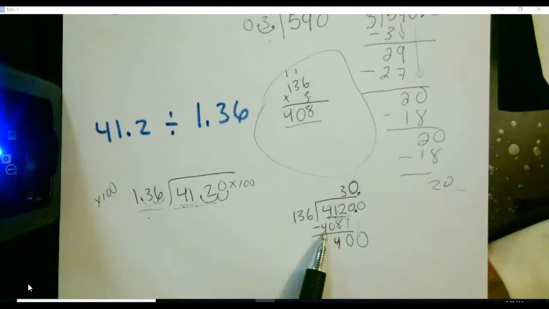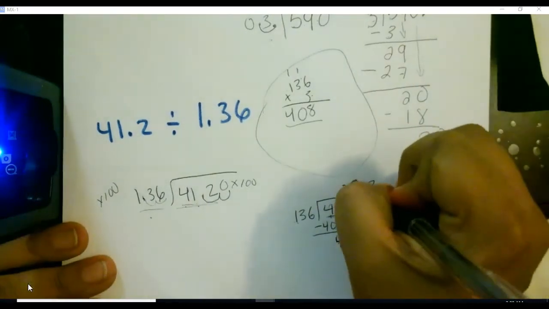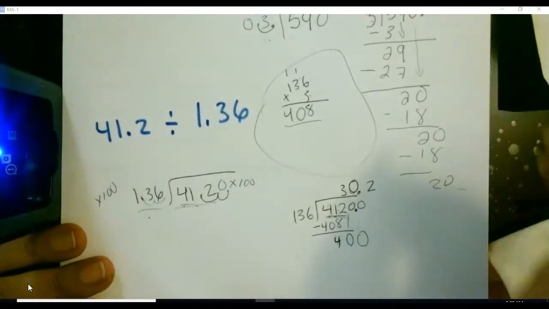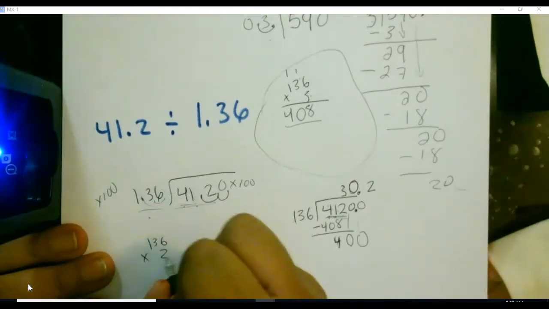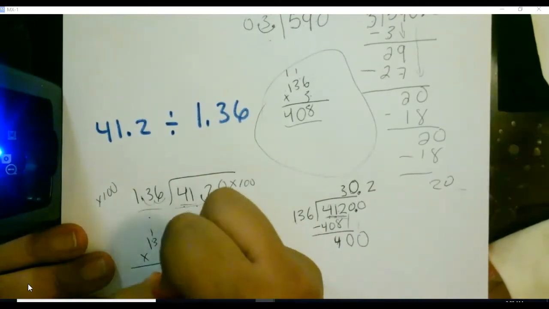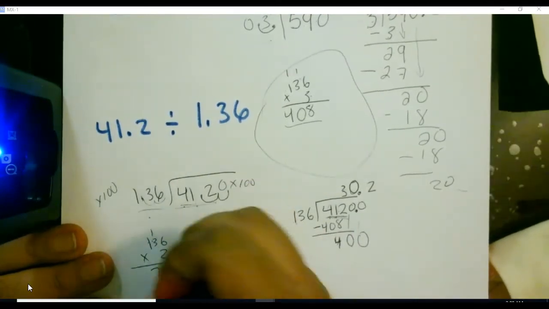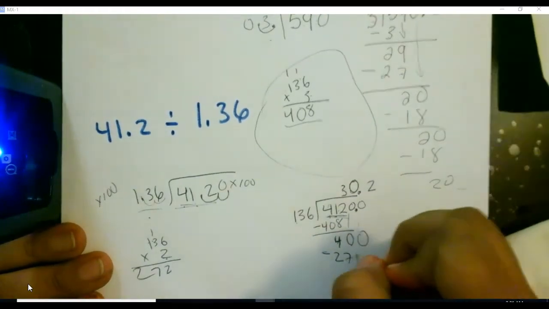400. The last one was 408, so it goes over, so that most likely means that it will fit 2 times, right? So again, if I need to multiply here on the side, 136 times 2. 6 times 2 equals 12. 3 times 2 equals 6, and 1 is 7. 2 times 1 equals 2. 272. So I'm going to subtract 272.